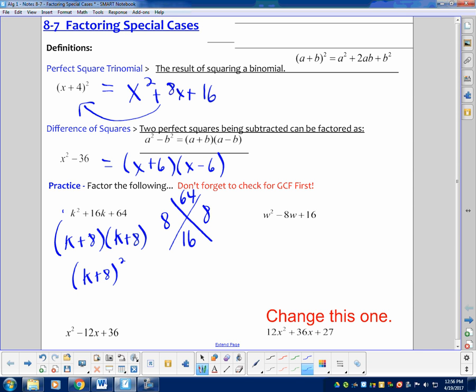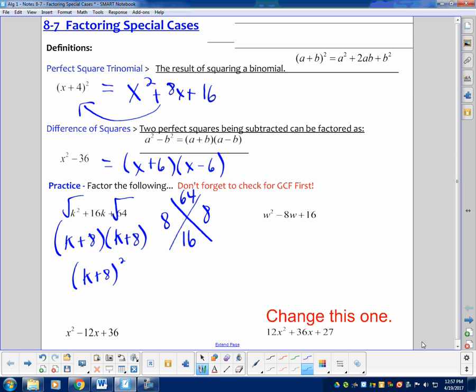So all you have to do, guys, is take the square root of each one. What's the square root of k squared? Of k squared is k. Square root of 64 is 8. So guys, all you have to do is look at the problem here.